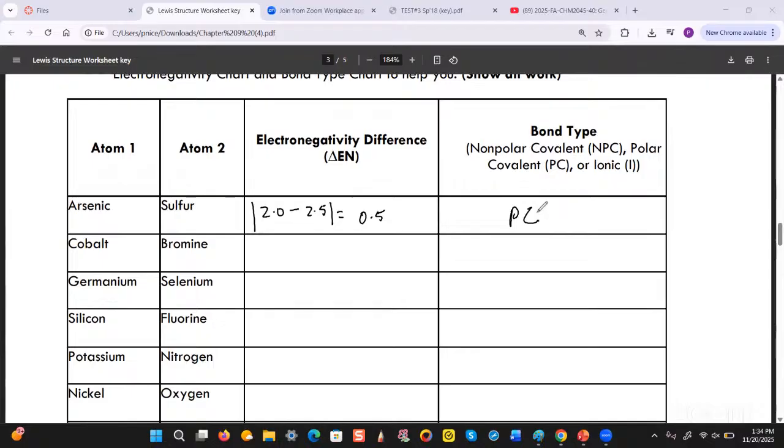And that's it. And that's pretty much what you're going to do for the rest of this job, right? So it's very simple. You just find the difference and see if it lies within the ranges for the polar covalent, non-polar covalent, or ionic. And that's basically it. So I'm going to leave that for you to complete. Again, if you have any issues with completing this, please feel free to contact me about it, all right?